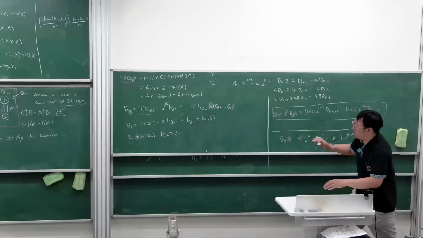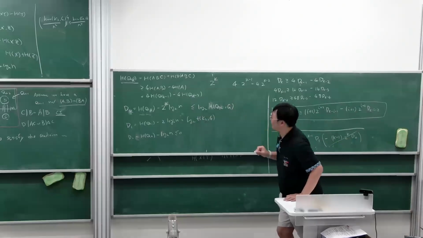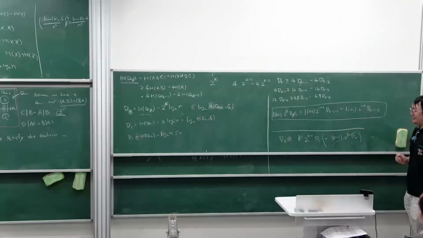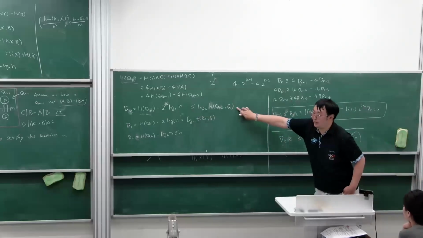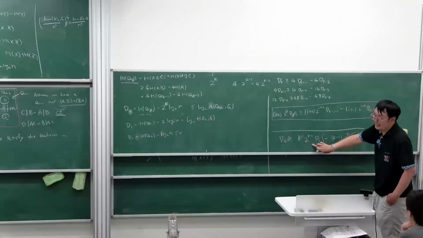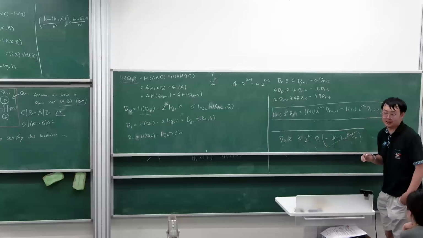Okay, thank you. Yes. So this is upper bounded by the Hom density of QK. This is exactly the Hom density of an edge. So we prove Sidorenko.